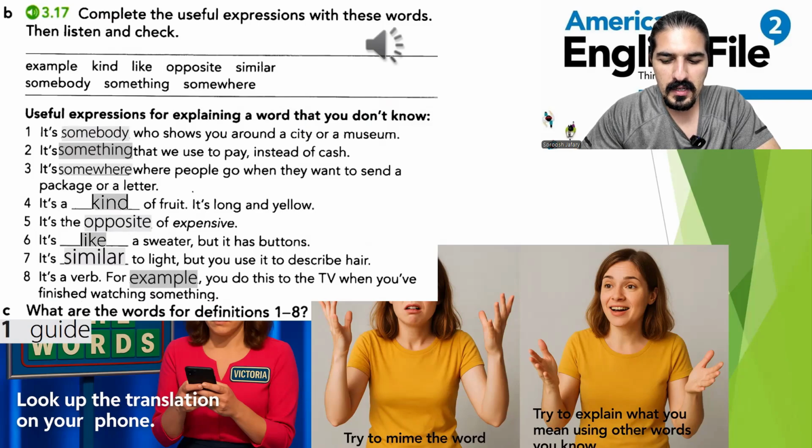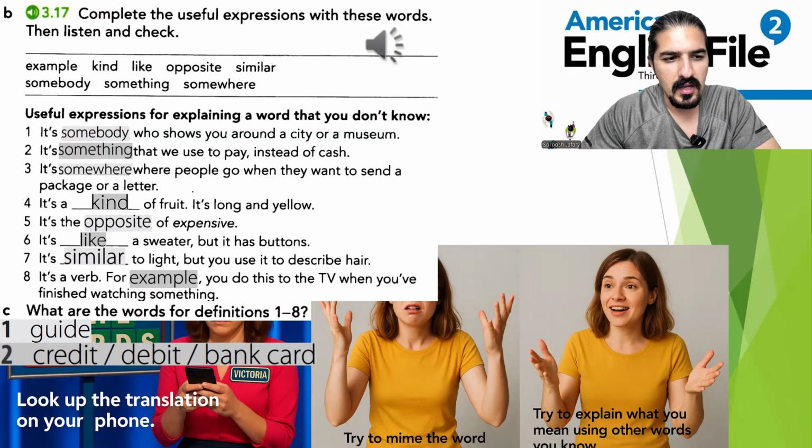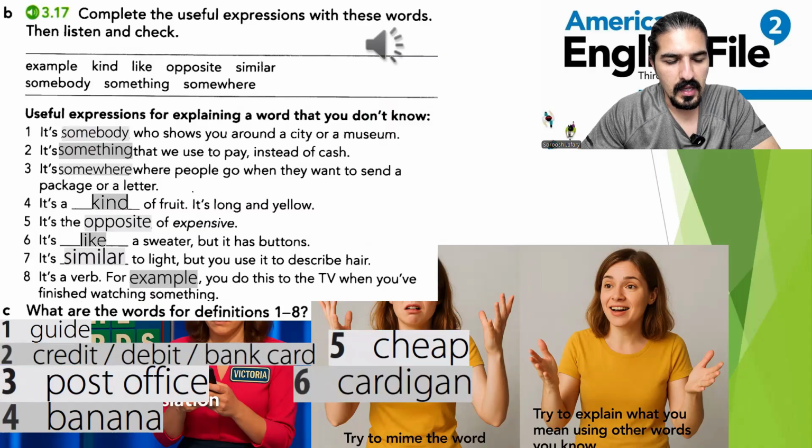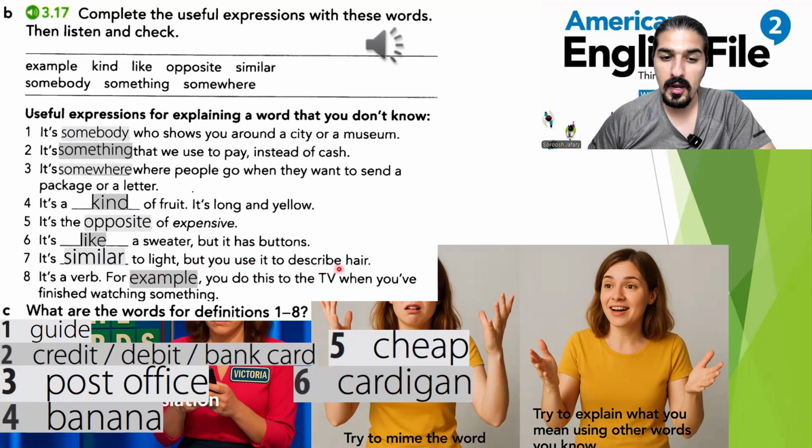Something that we use to pay instead of cash, well, that's a credit, debit, or bank card. It's somewhere where people go when they want to send a package or a letter. That's the post office. It's a kind of fruit. It's long and yellow. Oh, banana, my favorite. Okay, it's the opposite of expensive. Cheap. It's like a sweater, but it has buttons. That's a cardigan.